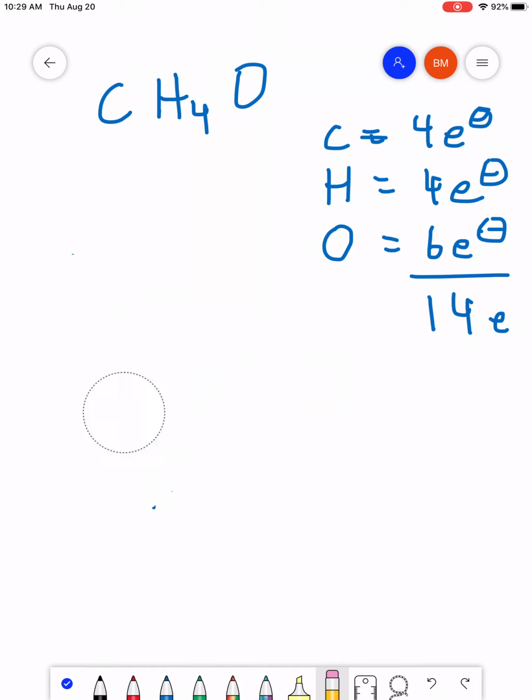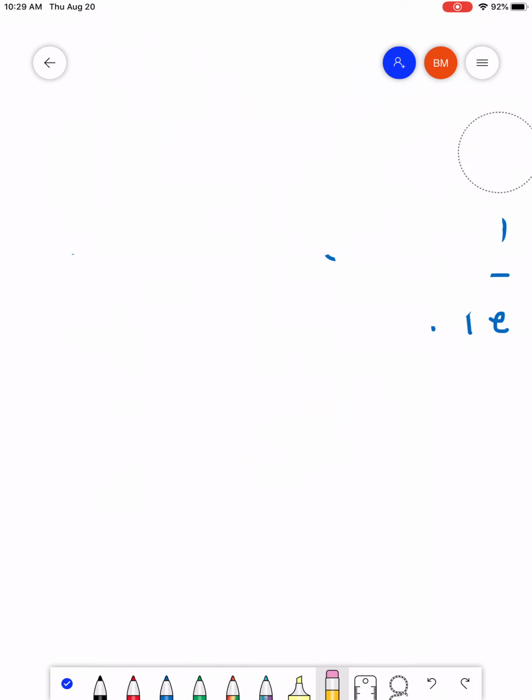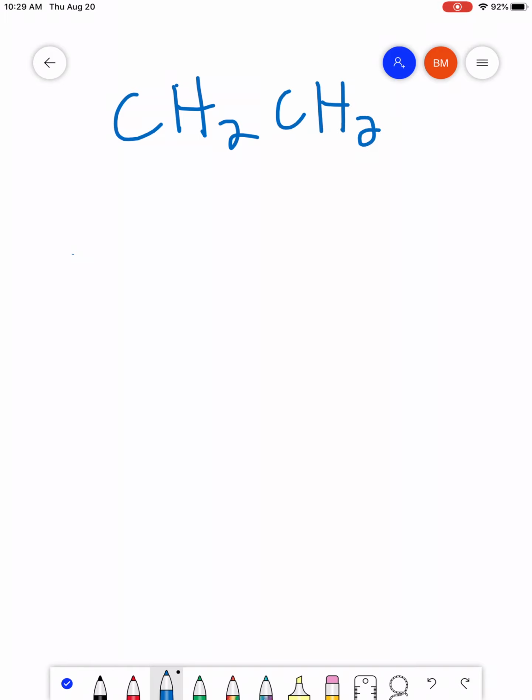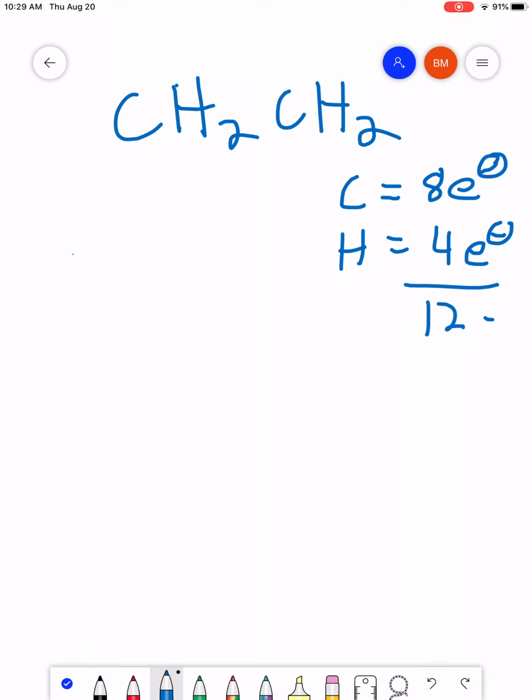Alrighty. Let's try this one. CH2, CH2. All right, well, let's see. We have 2 carbons, so that means we're going to have 8 electrons. We have 4 H's, so that means we're going to have 4 valence electrons. That means we're going to have 12 overall. All right, so let's see.